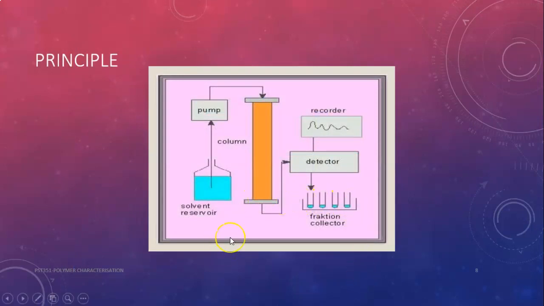Okay, if we use chromatography in types of instrument, for example size exclusion chromatography, this is the illustration of the principle used. We have a solvent reservoir, a pump, a column, a detector, a fraction collector, and also the recorder. So this type of instrument applies the principle of chromatography, for example high performance chromatography, gas chromatography, size exclusion chromatography.